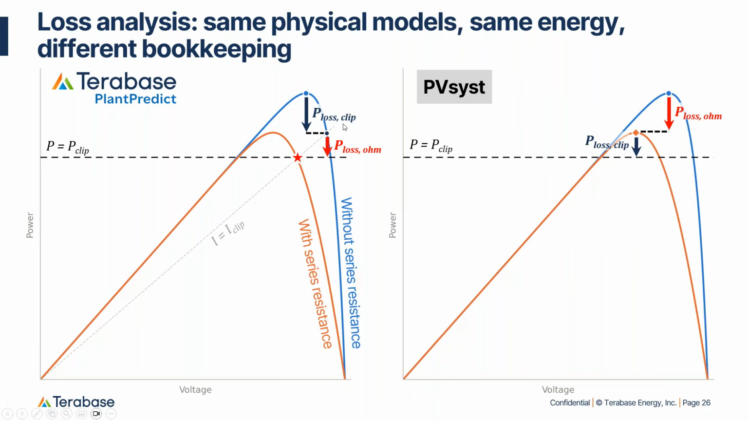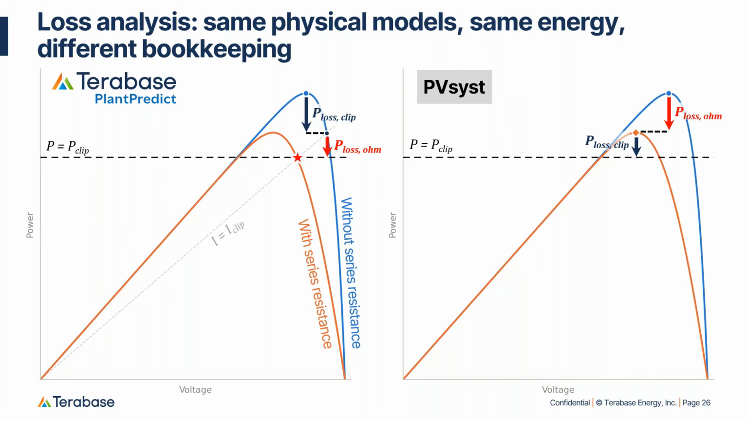What that means is that series resistance losses tend to be lower in PlantPredict, and clipping loss tends to be higher in PlantPredict. And on the other hand, in PVsyst, you have lower clipping but higher series resistance losses. But at the end of the day, the power in and the power out are the same. And we can go back to our MCP server and ask it about that exactly.